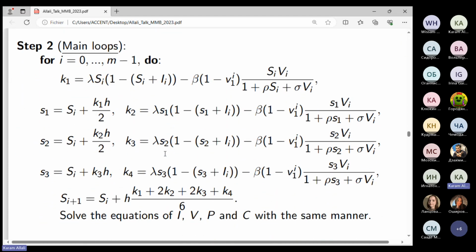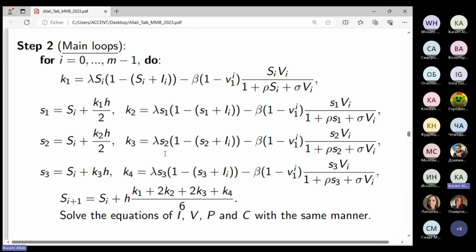The main loop is given by the following algorithm. We have Q1, Q2, Q3. We can use Euler, but it's more adequate to use Runge-Kutta 4. Runge-Kutta 4 has more stability. If we want to solve this by Euler, it's less stable. Runge-Kutta is more stable. And this scheme is called the forward backward scheme.